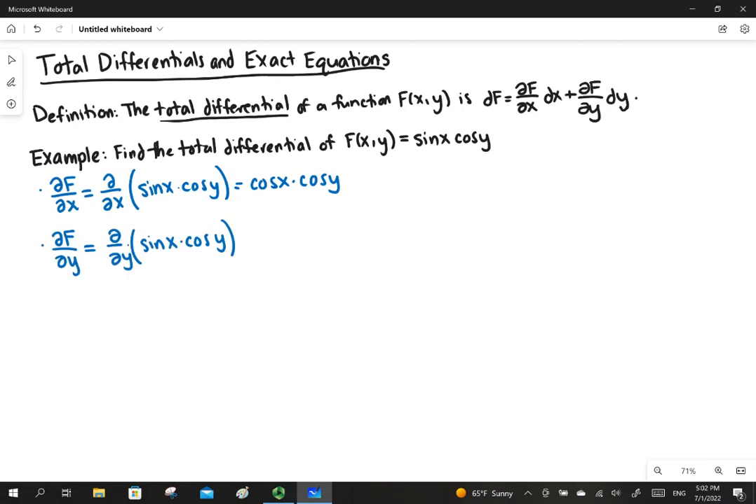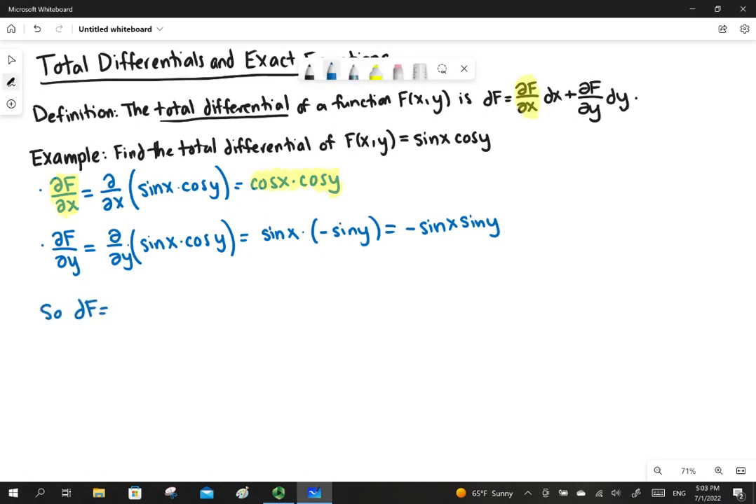The partial of f with respect to y is the partial with respect to y of sine of x times cosine of y. So now we're treating x as a constant and differentiating with respect to y. So our sine x stays as sine x, and the derivative of cosine of y is negative sine of y. So that becomes negative sine of x times sine of y.